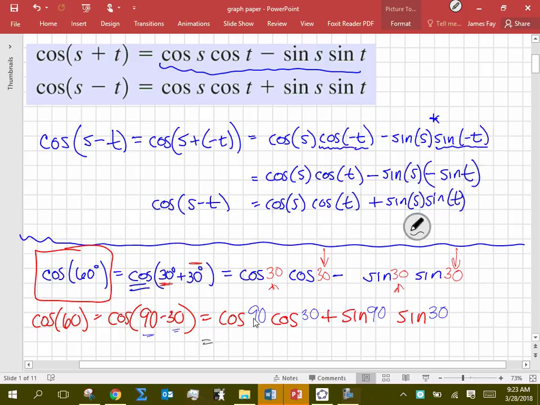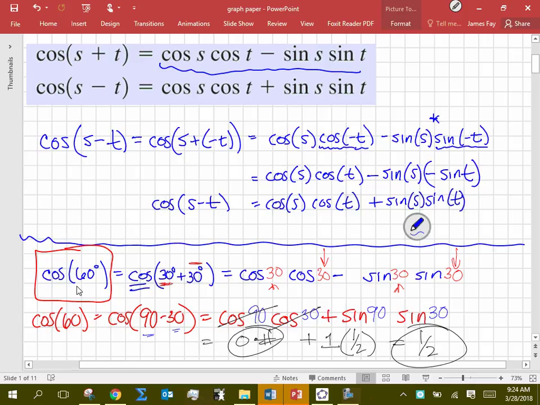What's cosine of 90? That's 0, right? Do I care what the cosine of 30 is then? No, because 0 times whatever that is going to give me 0, right? Plus, then what's the sine of 90? 1. What's the sine of 30? 1/2. I get 0 plus 1/2, which is just 1/2 again, right? So do you see that we arrived at cosine of 60 using two different approaches? One by adding angles together, one by subtracting them.